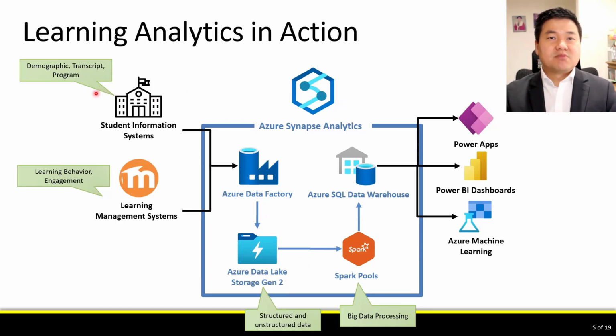Essentially, we are collecting data from two different systems: the student information systems for demographics, transcript, and program details. And from learning management systems like Moodle, we are collecting learning behaviors and engagement data. Once collected, the data will be stored in a Data Lake Storage Gen 2, optimized for structured and unstructured data. And then we use Apache Spark to process big data. After that, the data will be stored in our SQL data warehouse, which is then connected to other linked services such as Power Apps, Power BI dashboards, and Azure Machine Learning.